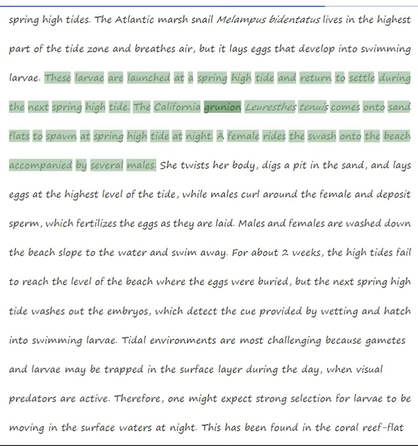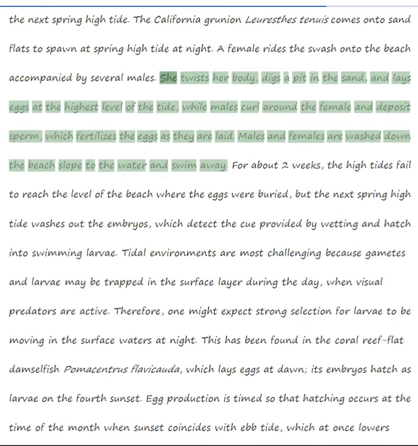The California grunion Leuresthes tenuis comes onto sandflats to spawn at spring high tide at night. A female rides the swash onto the beach accompanied by several males. She twists her body, digs a pit in the sand, and lays eggs at the highest level of the tide, while males curl around the female and deposit sperm, which fertilizes the eggs as they are laid. Males and females are washed down the beach slope to the water and swim away.